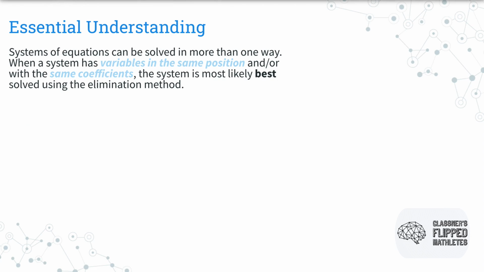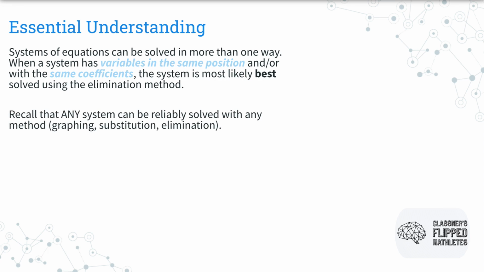Systems of equations can be solved in more than one way. We already know graphing and substitution. However, when a system has variables in the same position, so x's come first or y's come first, or they're in the same location on the same side of the equal sign, and they have either the same coefficients, or, a little caveat here, opposite coefficients, the system is most likely best solved using the elimination method. Now, best solved might be totally subjective, but you might think of that as most efficiently or most easily solved using elimination.